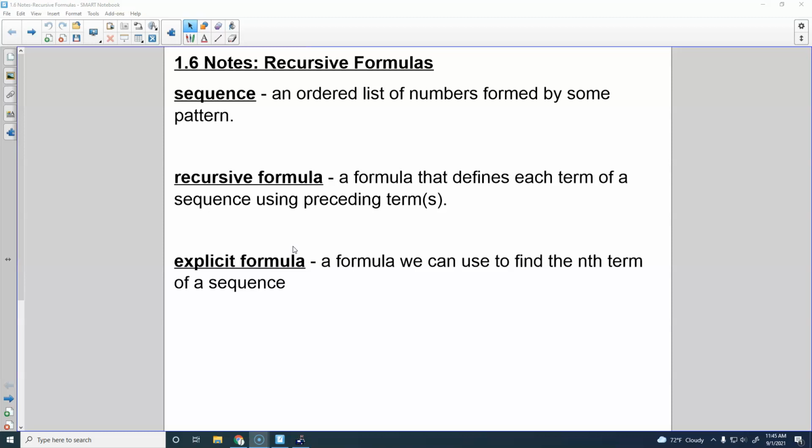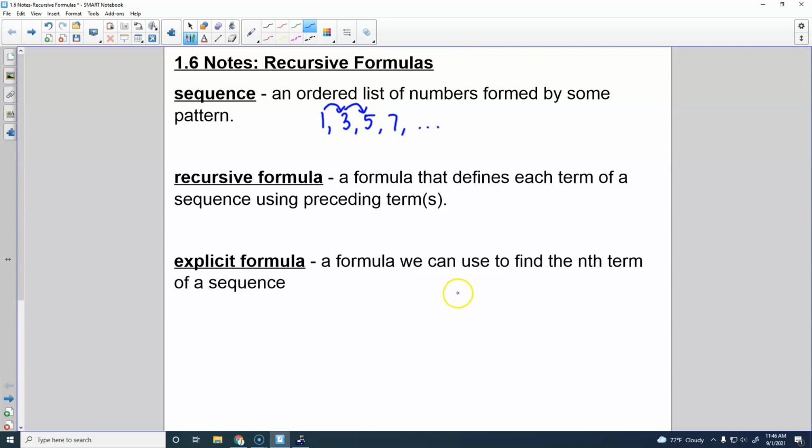So a sequence is an ordered list of numbers that form some pattern. That you've definitely seen before because that's like whenever you had 1, 3, 5, 7, ... right? You've been doing that since you were a small child. A recursive formula is a formula that defines each term of a sequence using the preceding term. So, more or less, it's the rule, how do you get from one term to the next, right? So, like in my pattern here, what's the rule? How do I get from one term to the next term? Just add 2 to the previous term, right? So, it's going to be a way of expressing that in symbols.